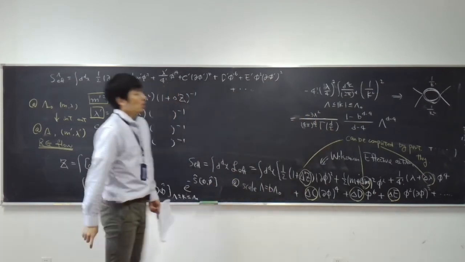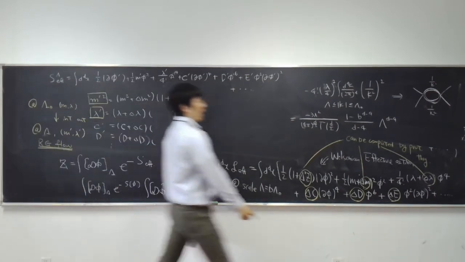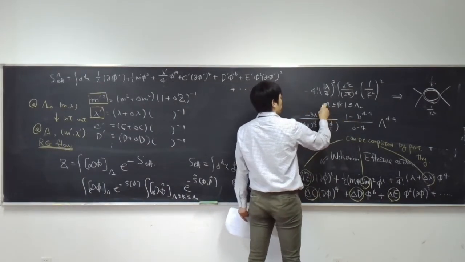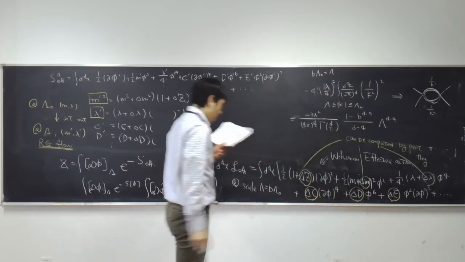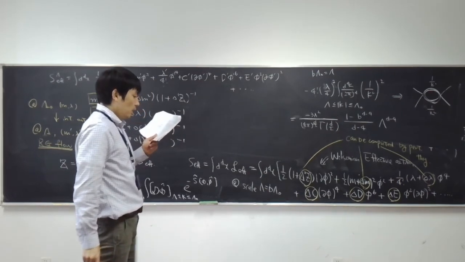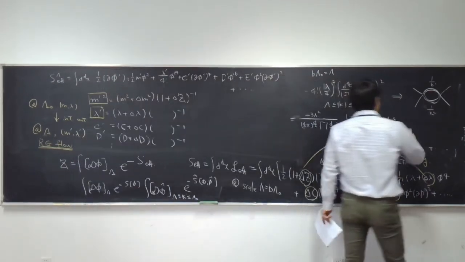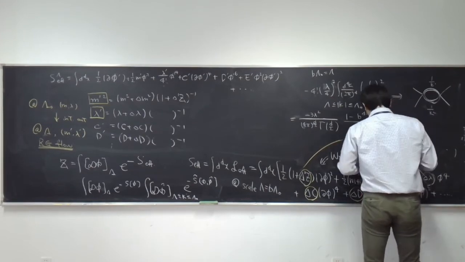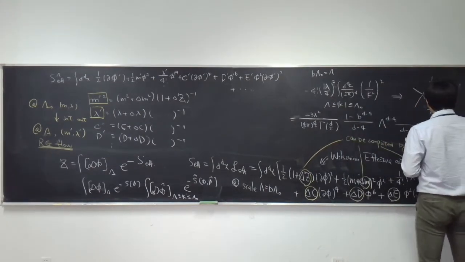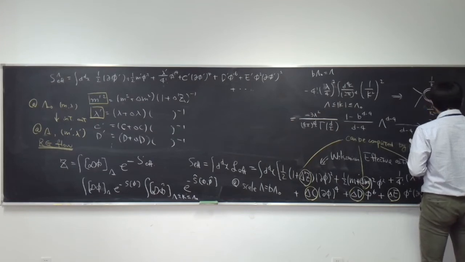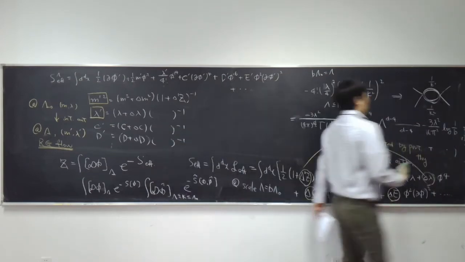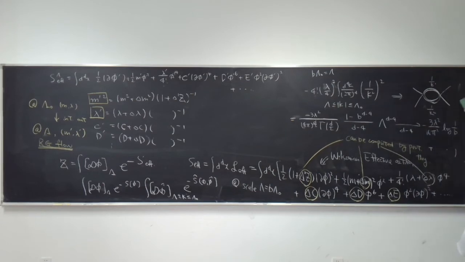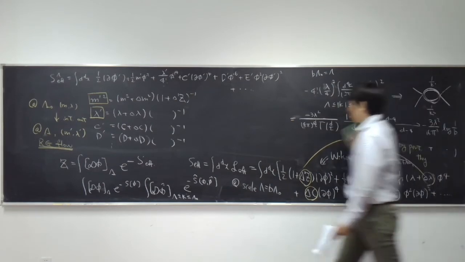Of course I assume b lambda naught is equal to 1. So if you take the d equals 4 limit, this can be written in terms of minus lambda square over 16 pi square and log 1 over b.